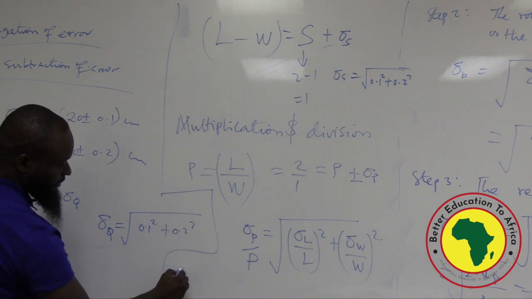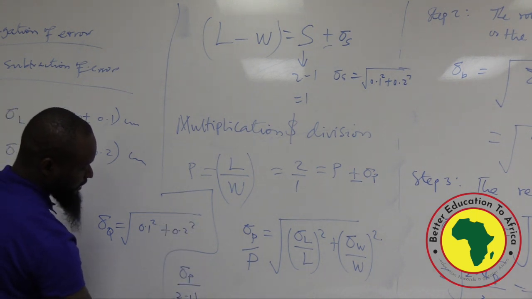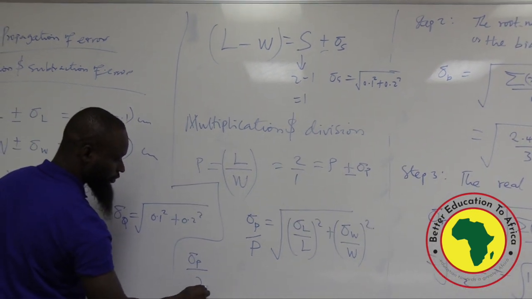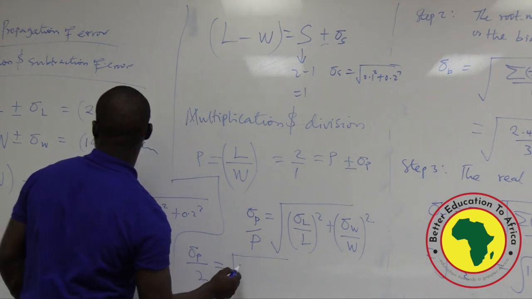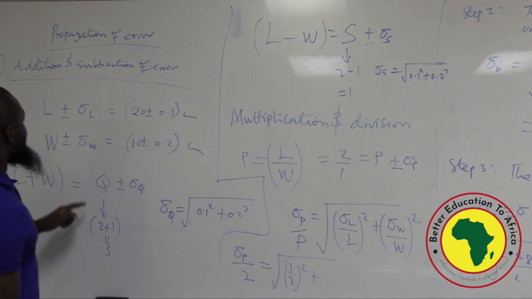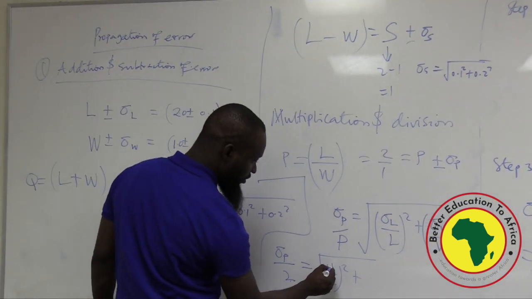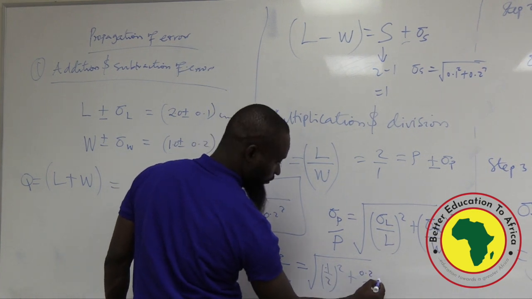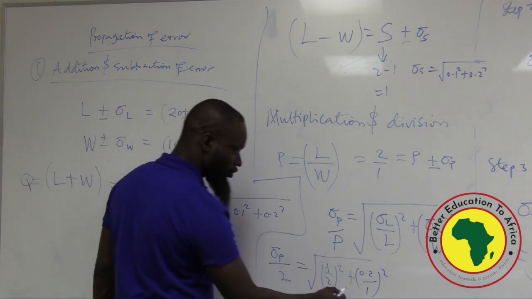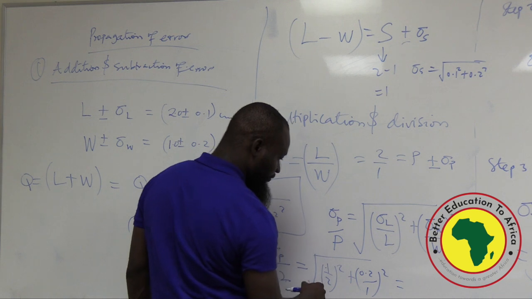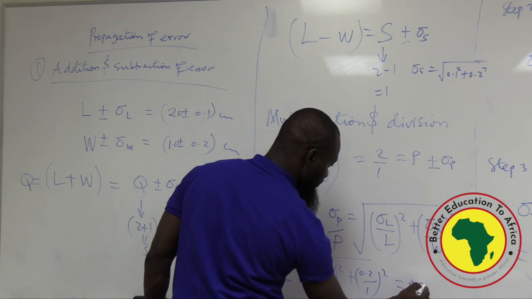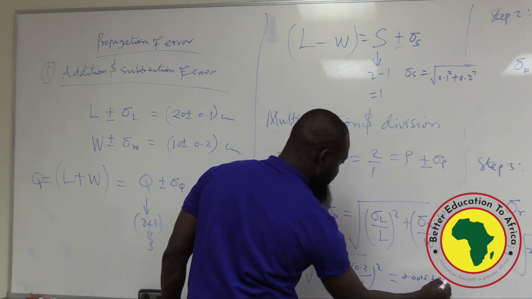So error in P over P, P is 2 divided by 1 because it's a division, okay? So which is just 2 equals square root of error in L over L, 1 over 2 squared, plus error in W over W, 0.1 over 2 and 0.2 over 1 squared. So I add those up, okay? This is 0.2 squared. This 0.1, so it's 1 divided by 20. So that's 0.05. So 0.0025 plus 0.04.